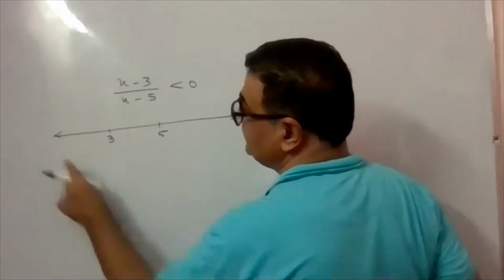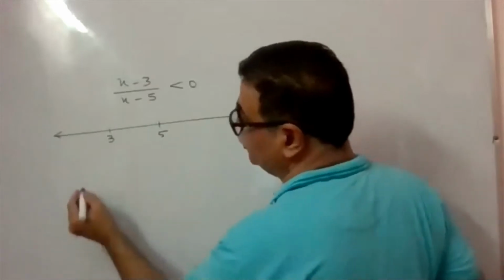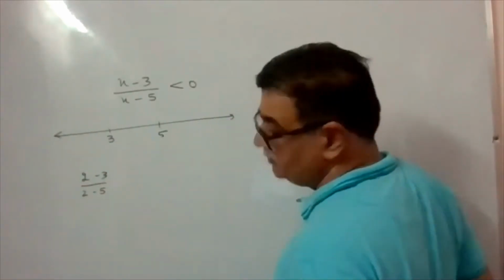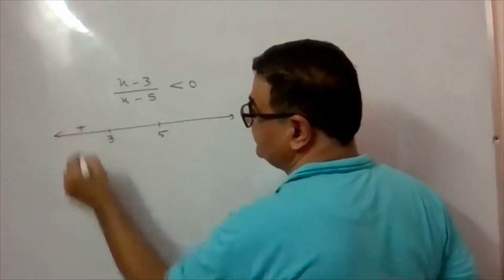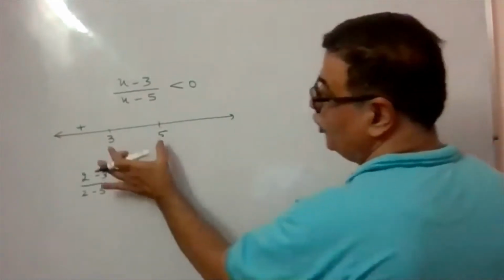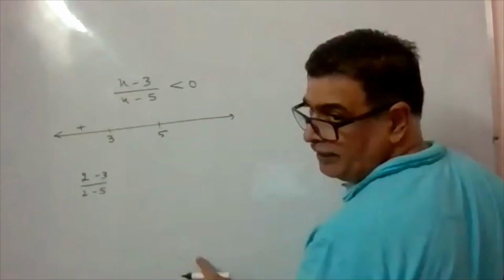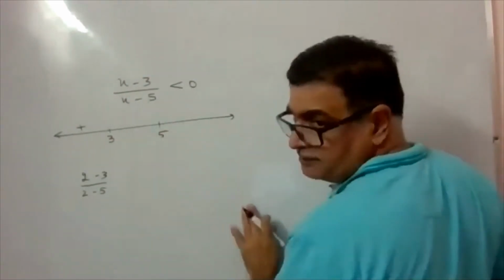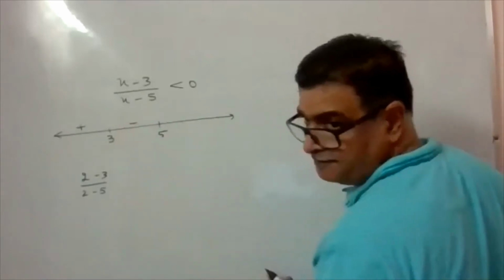When you go for a value less than 3, maybe take 2. So it will be 2 minus 3 and 2 minus 5. This is minus minus, so the net is plus. When you go between 3 and 5, if I take 4, then 4 minus 3 is plus, but 4 minus 5 is minus, so we'll say it is minus.